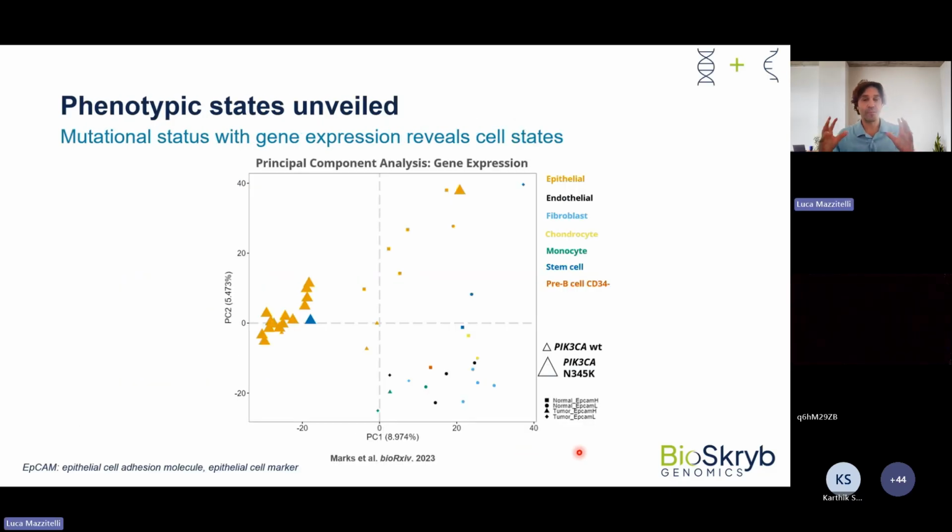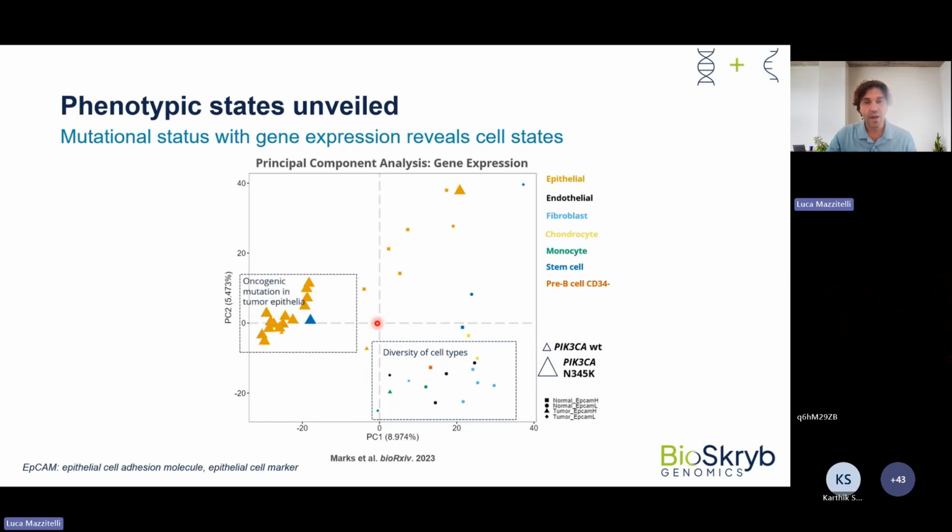And then here I want to show the power of connecting the mutational status with the gene expression, because it helps to reveal the cell state. This is a principal component analysis based on gene expression. The different colors you can see here highlight the different types of cells. So you have in gold the epithelial cells, in dark blue the stem cells, endothelial cells in black. So what you can notice here is all the diversity of the cell types that have been characterized based on the transcriptomic profile.